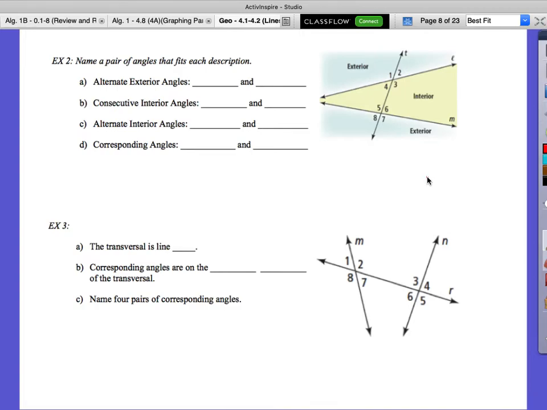Picture here. I want you guys to go through and name a pair for each of these four. So from this picture, I want you to name one pair of alternate exterior angles. One pair of consecutive interior, aka same side interior.